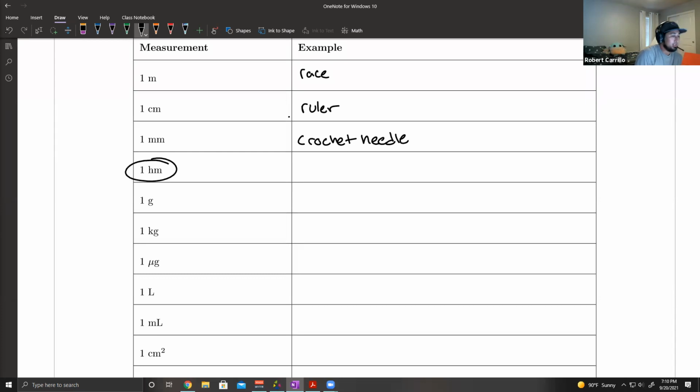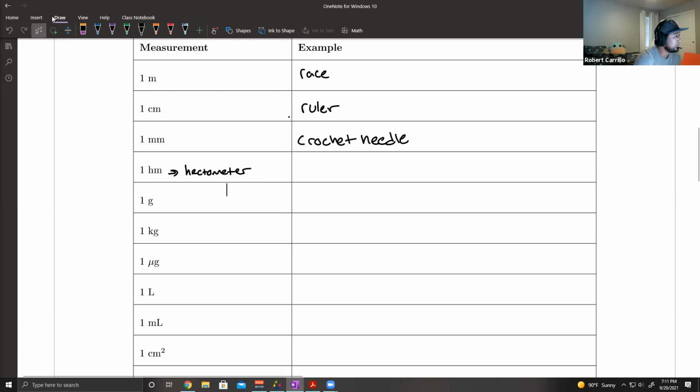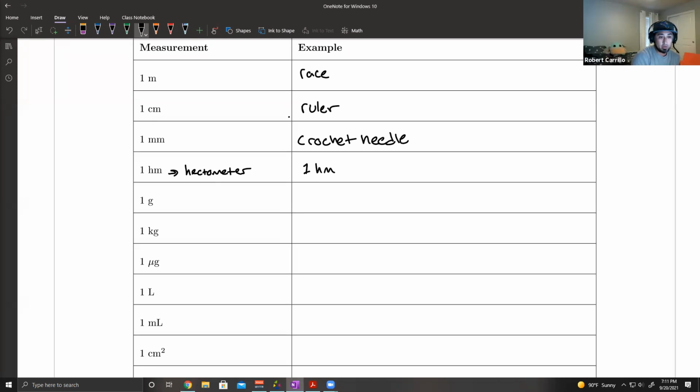All right. Anybody know what this one is? If you look on the next page, you'll know what it is. But if you've never seen it before, because you probably haven't, it is 1 hectometer. I would advise you to Google this one, just so you know what a hectometer is. Somebody Google it and tell me what it means. Shoot, I'll Google it too. A hectometer equals 100 meters. Good. So a hectometer is equal to 100 meters.